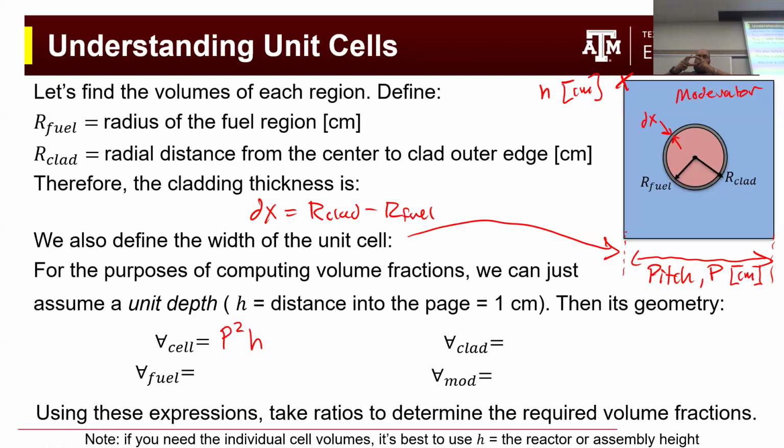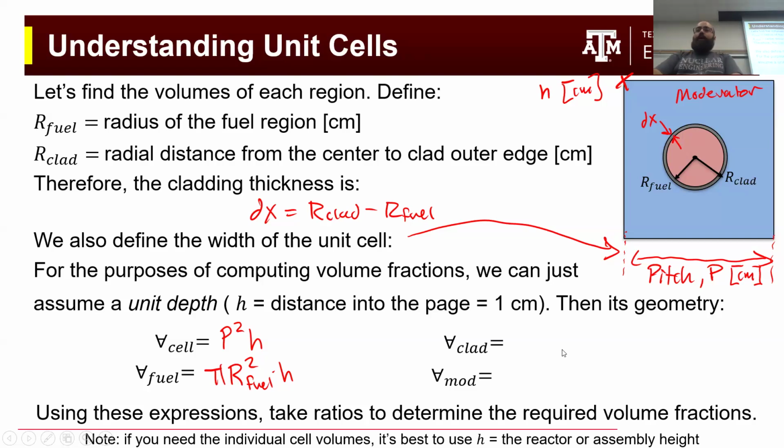How about the fuel here? The fuel is like a cylinder. We're seeing the circle, but it goes down into the page, so it's really a cylinder. So what would be the formula for the volume of the fuel? Perfect. Pi r squared, where r is the radius of the fuel, times h. So notice, if we have the volume of the cell and the volume of the fuel, we could do volume of fuel divided by the volume of the cell to get that volume fraction. And in that case, if we needed the volume fraction, the heights would just cancel out. But if we wanted to know the individual volumes, the height would be important.